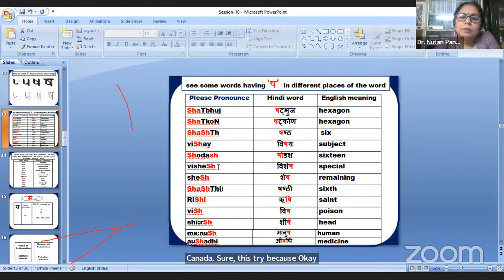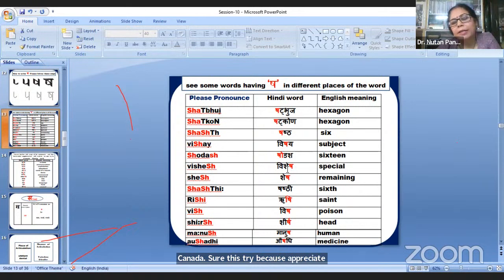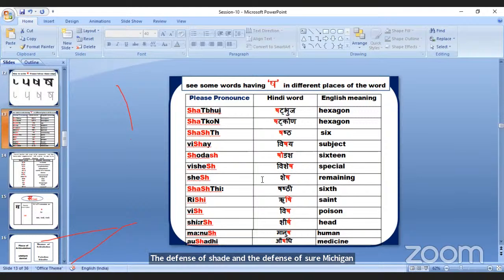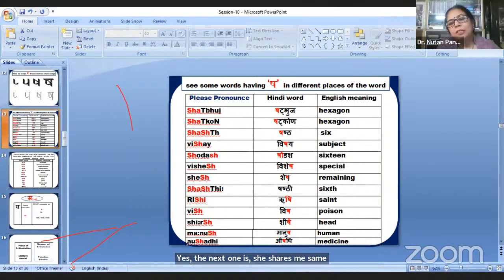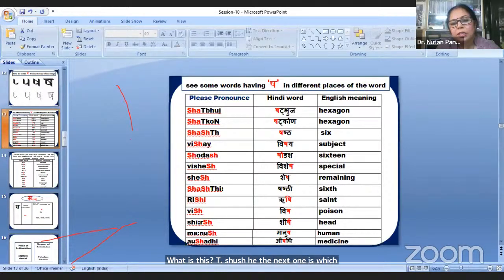Vishesh. There are also two sibilants: the first is palatal and the second one is cerebral, retroflex. है ना? You are seeing the difference of this sh and that sh. Vishesh. Yes, the next one is shesh. Same thing is there: first is palatal and the second one is retroflex. Next word is shashti. Shashti.